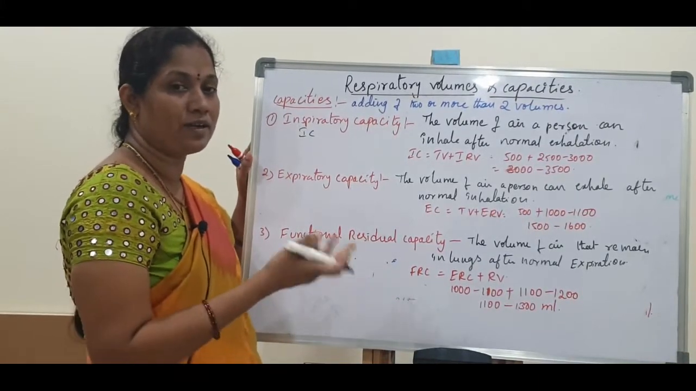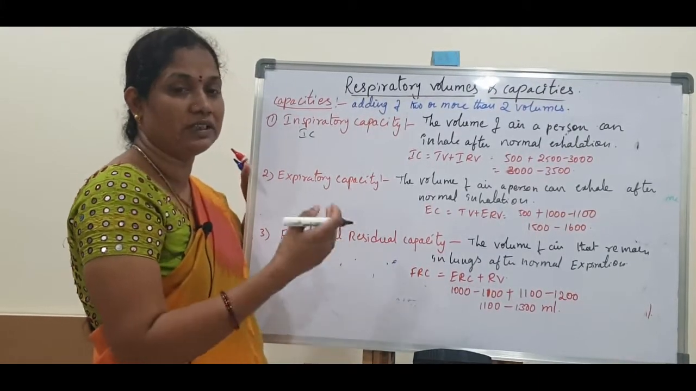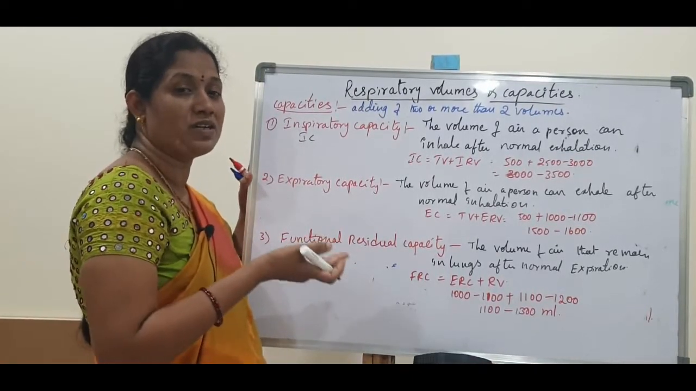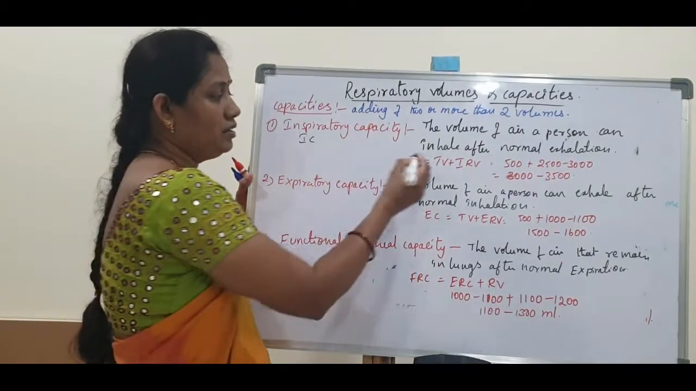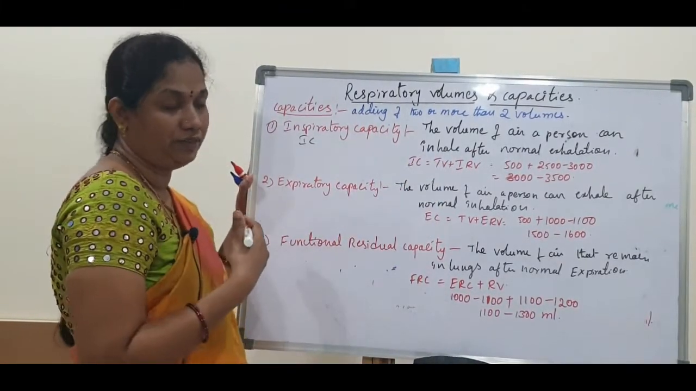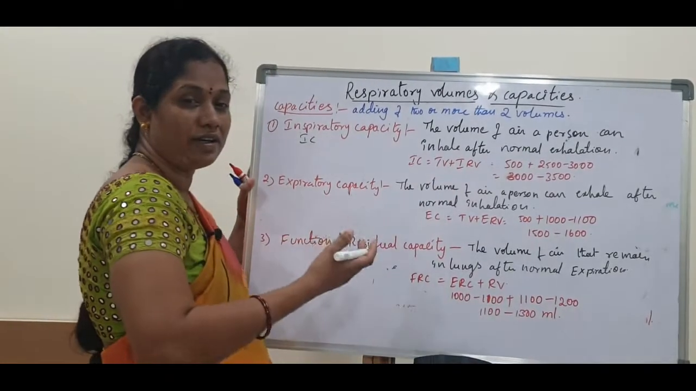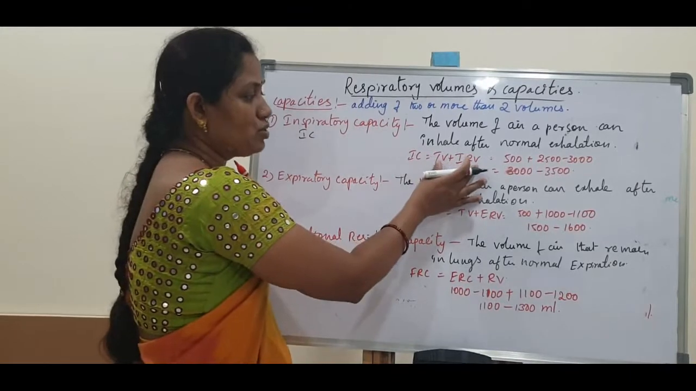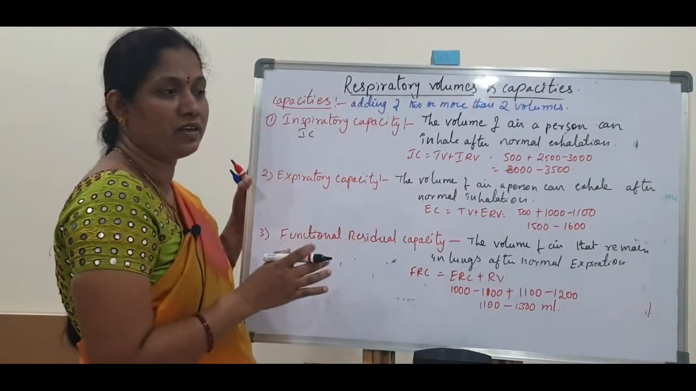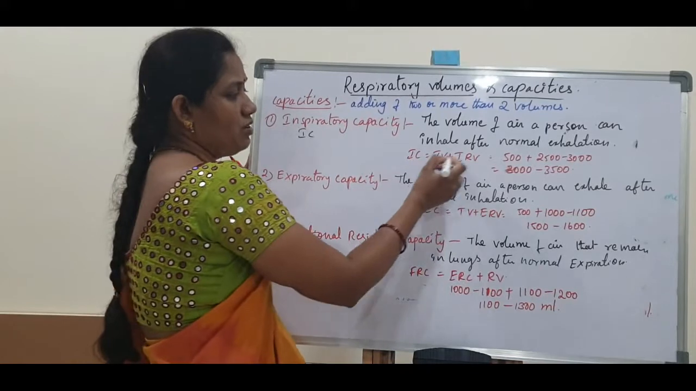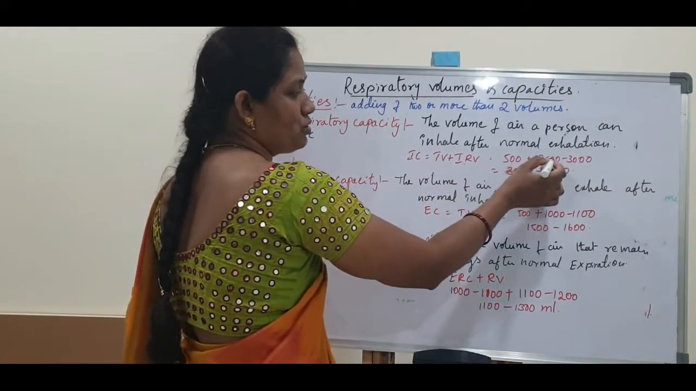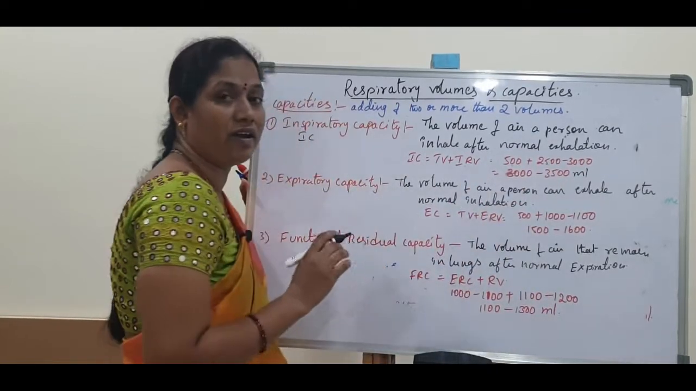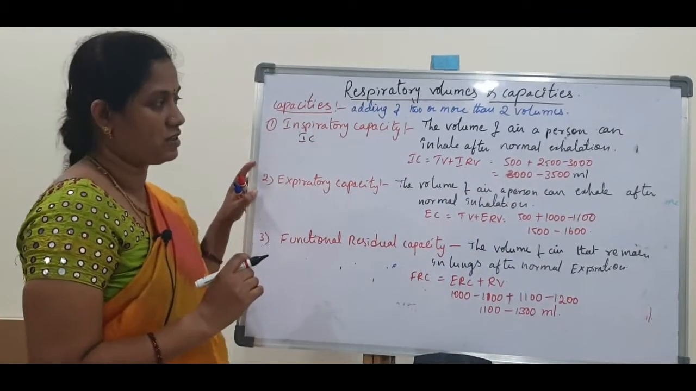What will happen in normal exhalation? The tidal volume will come out. Then how much air can we take? We can take the tidal volume, and the IRV also. These two together are called inspiratory capacity. Here TV is 500 ml, IRV is 2500 to 3000 ml. So finally 3000 to 3500 ml is the inspiratory capacity.